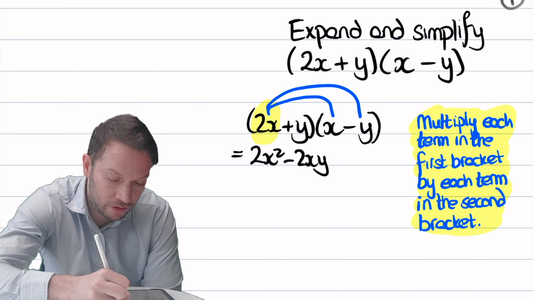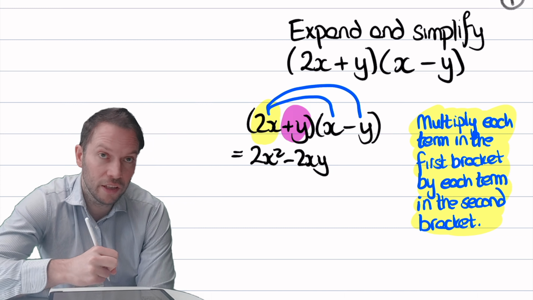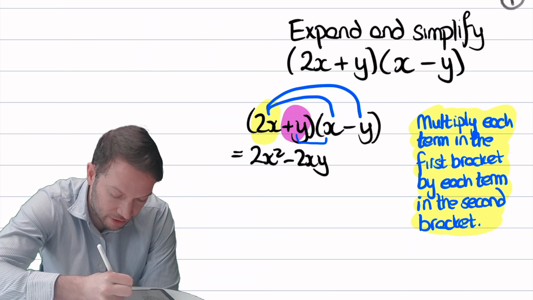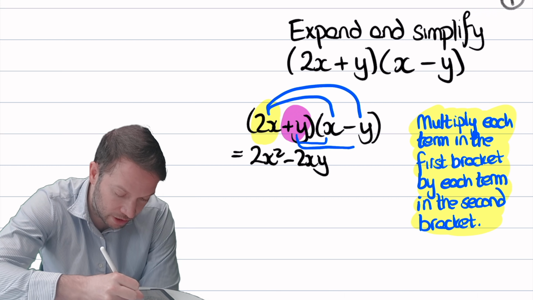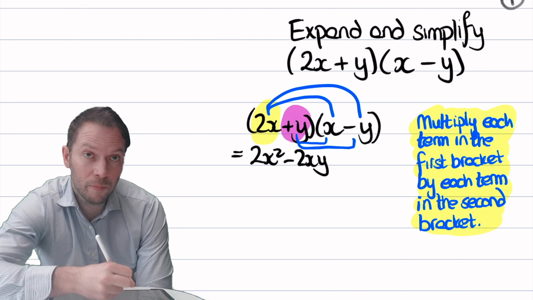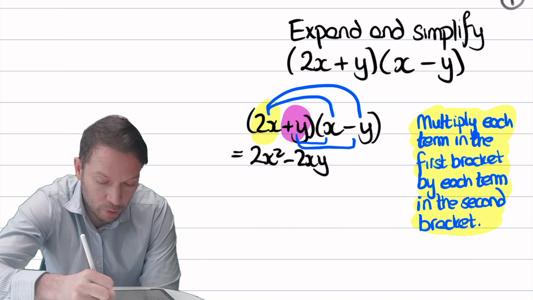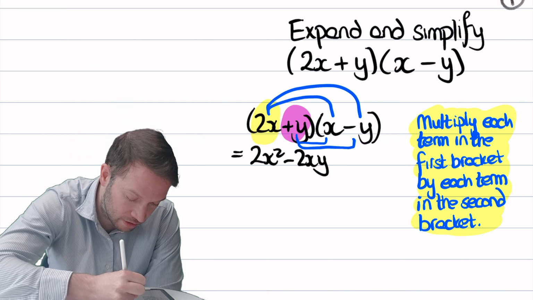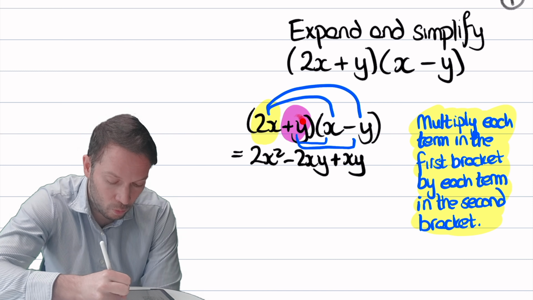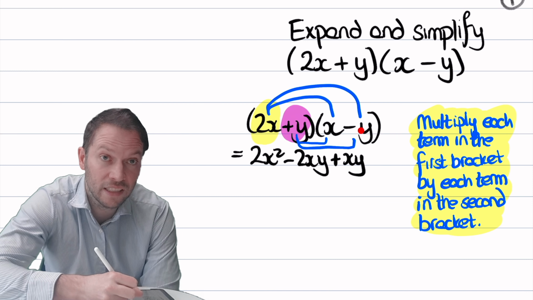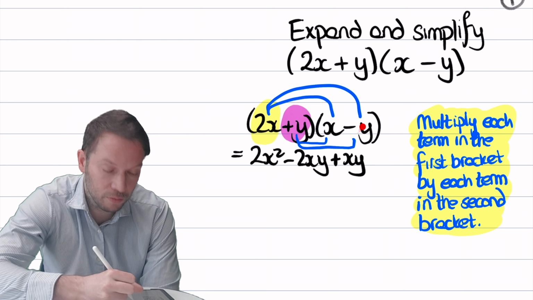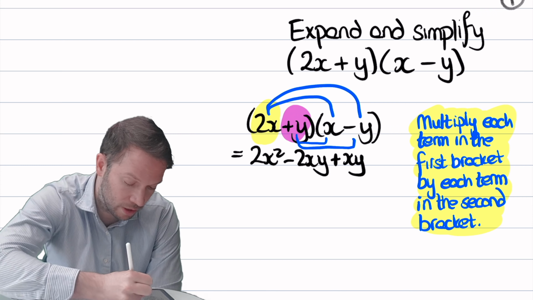And now we do the second thing in the first bracket, multiplied by each thing in the second. So we're going to do the y times the x, and we're going to do the y times the minus y. Now, firstly, the y times the x is just xy. Remember, we put the letters in alphabetical order, so it's going to be plus xy. And then we do the plus y times negative y. Positive times negative is going to be negative, and y times y is y squared, so it's negative y squared.